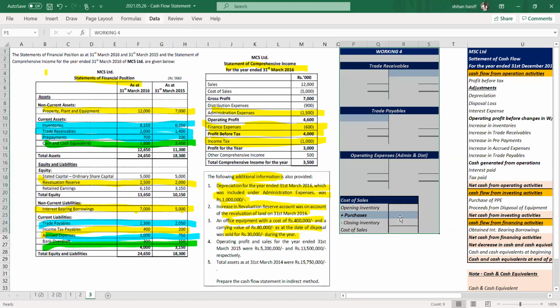You need to have purchase details. So purchases also you need to find out because cost of sales is given. You have opening and closing inventory balance. Identify the purchases. From the purchases, you identify how much is paid to the trade payables. Complete.